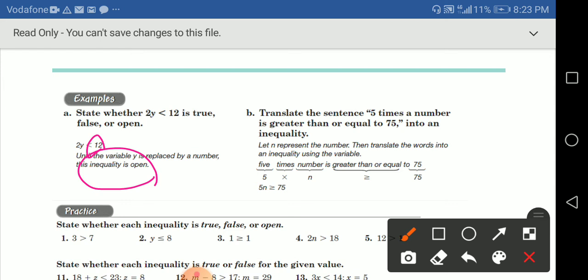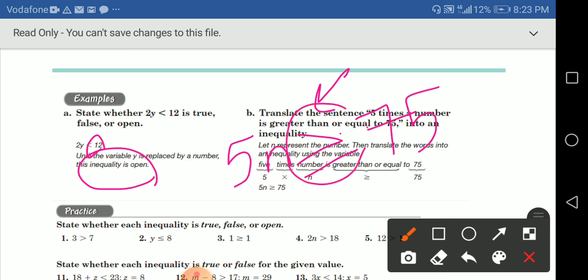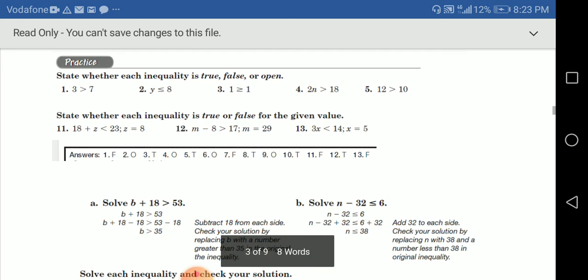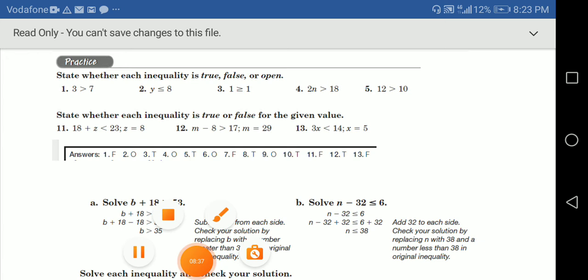Translate the sentence: 5 times a number. Okay, this is translation, very easy. 5 times a number is greater than or equal to 75. So this is an inequality. Here is the difference between the inequality and the equation. We have less than, greater than, less than or equal, or greater than or equal. It's the same as the equation, but we have greater than, less than, and so on.